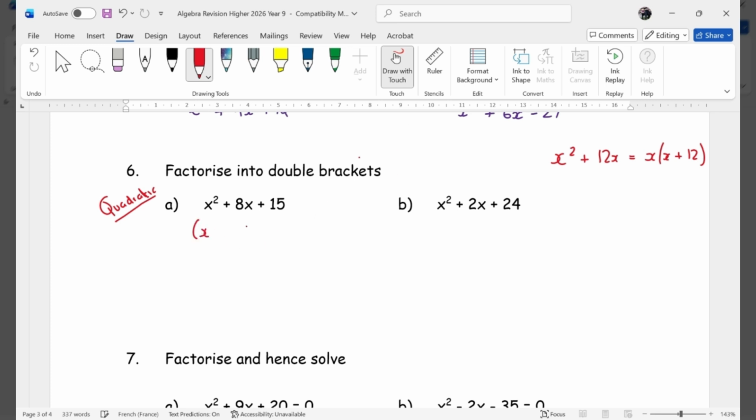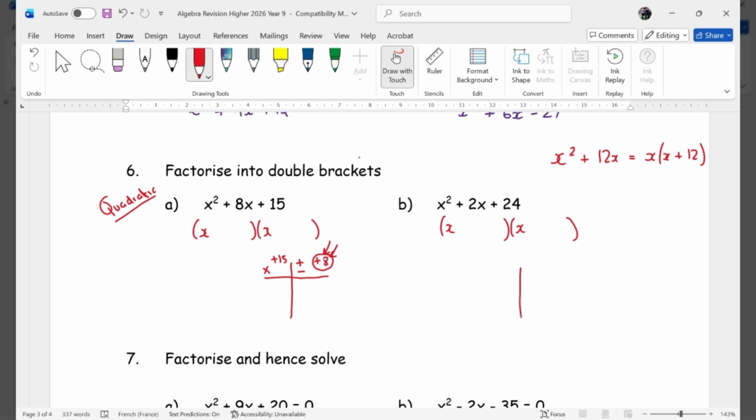So, the brackets will be x, x. I'll get you a mark, okay? And with both these then, you're looking for a pair of numbers to go in here that will times to make the end number, and add or take away to make the middle number. I'm not so bothered about the sign on the end number, though it's really, really important that I get that plus 8 in there.